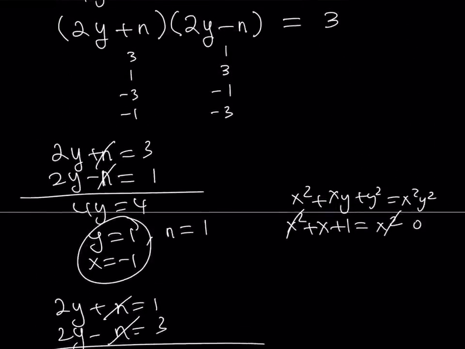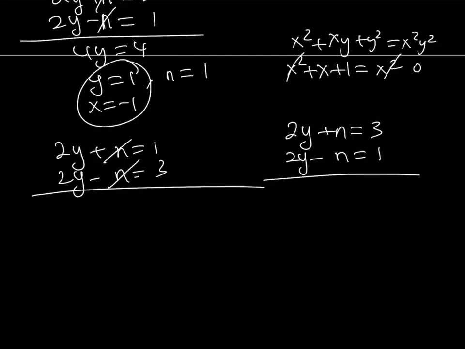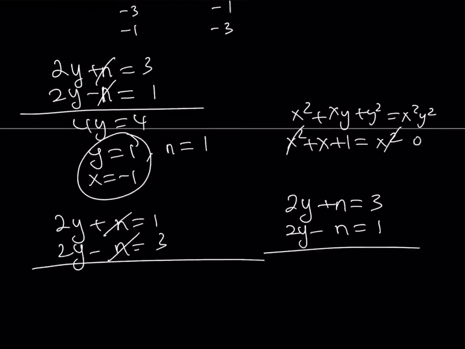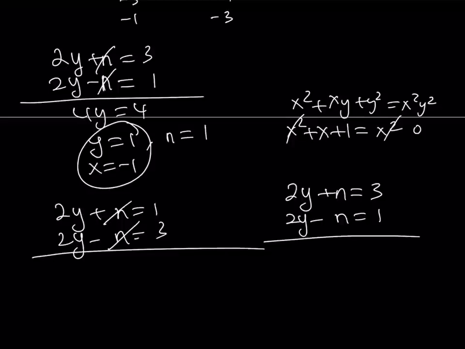Like, is it possible to get -3? Let's take a look at this one first. Suppose this is a 3 and the second one is a 1. So from here, we're going to be getting 4y. I'm sorry, I'm supposed to be looking at the negatives. -3 and -1. So it's supposed to be -3 and -1. So from here, 4y is going to be -4 and y is going to be -1.